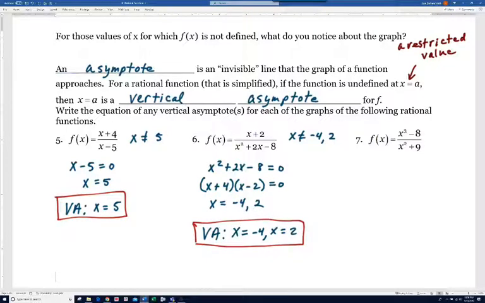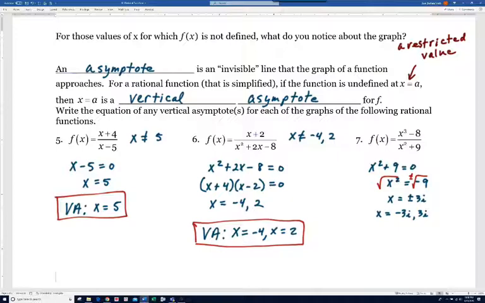On number 7, it may or may not be obvious to you what your vertical asymptotes might be, but we can go ahead and set our denominator equal to 0. Now when we solve this equation, notice what happens here. We're going to take the square root of both sides. We get x is plus or minus 3i. So we have 3i and -3i.